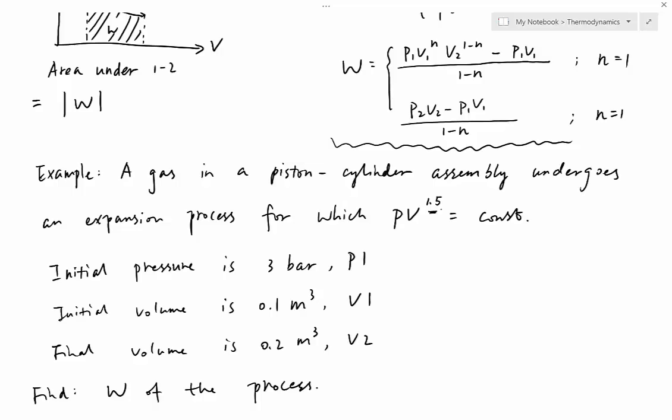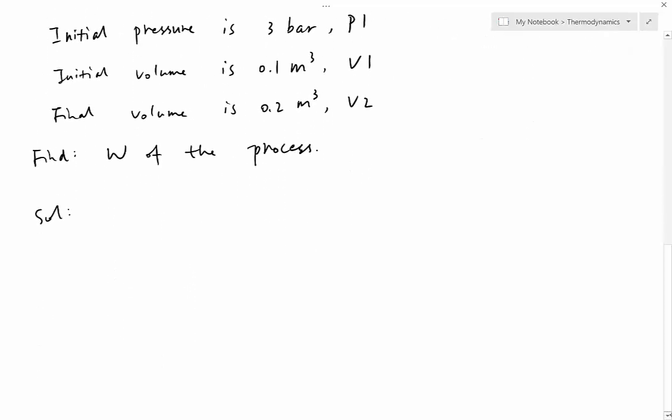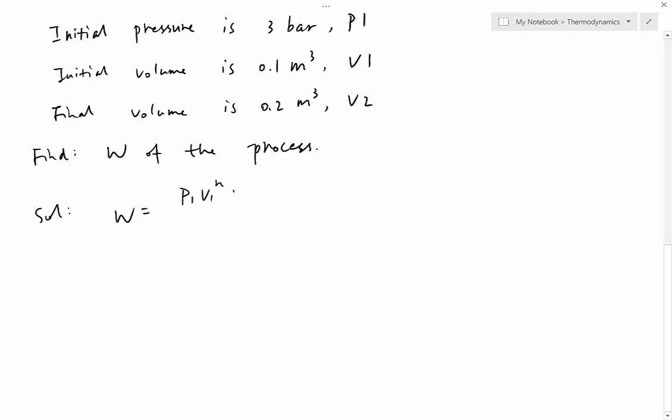If we choose option number 2, do we have P2? No, we don't. V2, yes. P1, yes. V1, yes. Index n, yes. So if you choose option number 2, even though it's shorter, it's more complicated to use because before you use this equation, you have to find P2 first. So now, the best way to do it is to choose option number 1, even though option number 1 is longer.